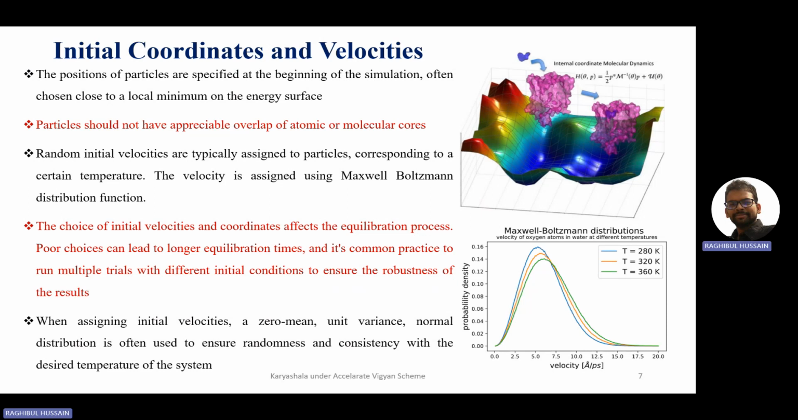In our simulation also, we start with 3 fresh initial configurations and do the simulation independently. After that, whatever results we get, we just average them and put the error bar. Same thing. That's why it says that the choice of initial velocities or coordinates affects the equilibration process. A poor choice can lead to longer equilibration trials. And it is common practice to run multiple trials, that is replicated, which is acceptable to the scientific community.